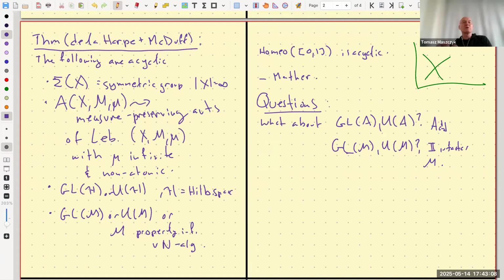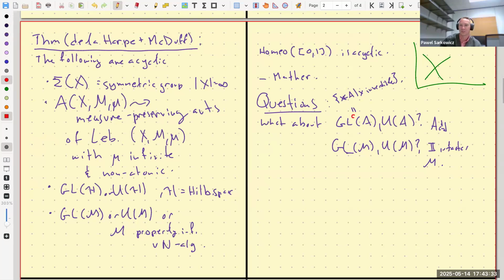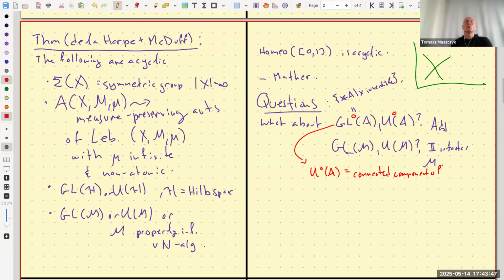Tomek? I have a question about the GL you wrote. What do you mean by GL of A? So the invertibles. Okay. GL1, yes. Thank you. And oftentimes, at least for the C-star algebra setting, to answer this question, I'm going to put naughts here. For example, U naught equals the connected component of the identity in the unitary group of A. That helps a lot. Any questions so far?